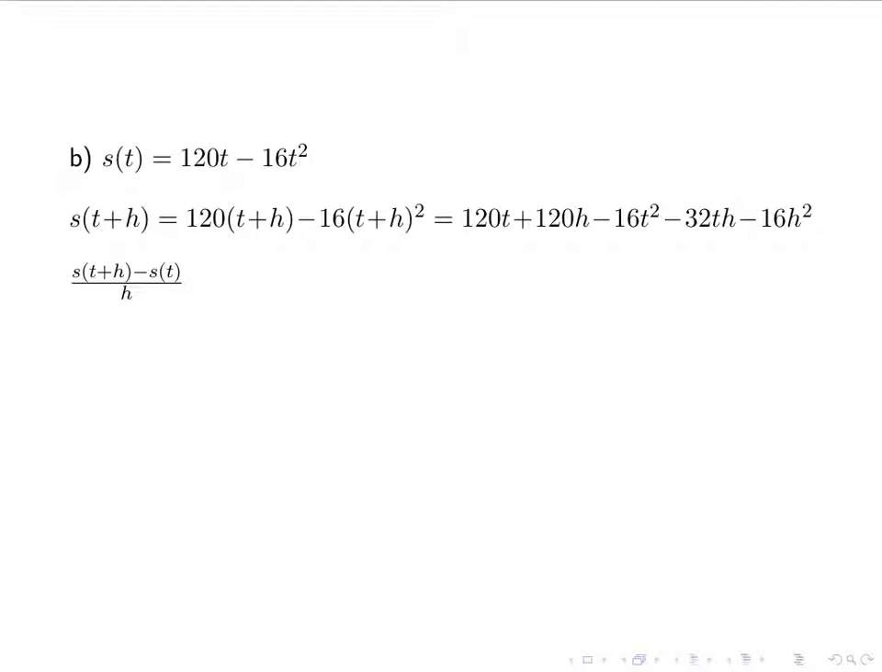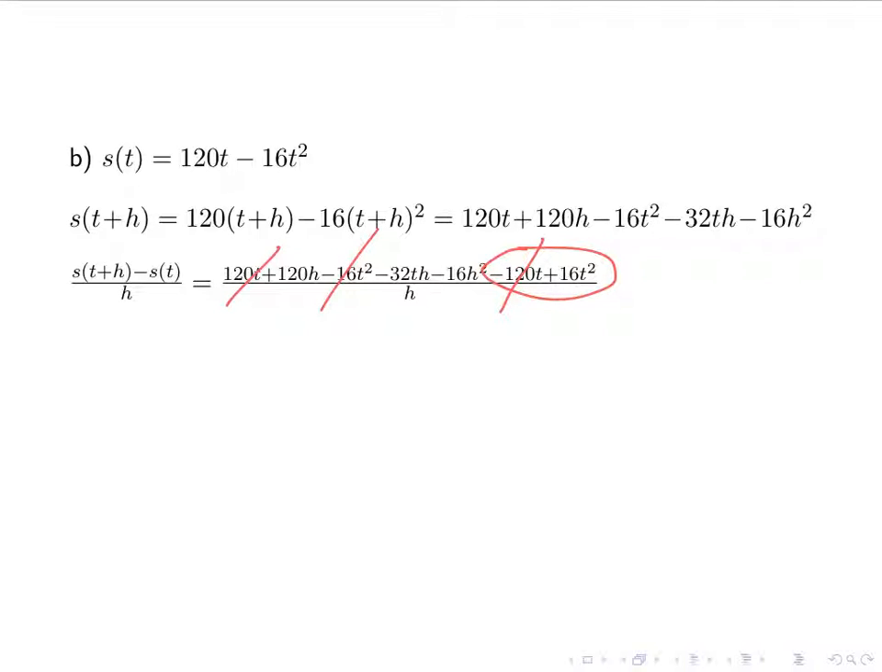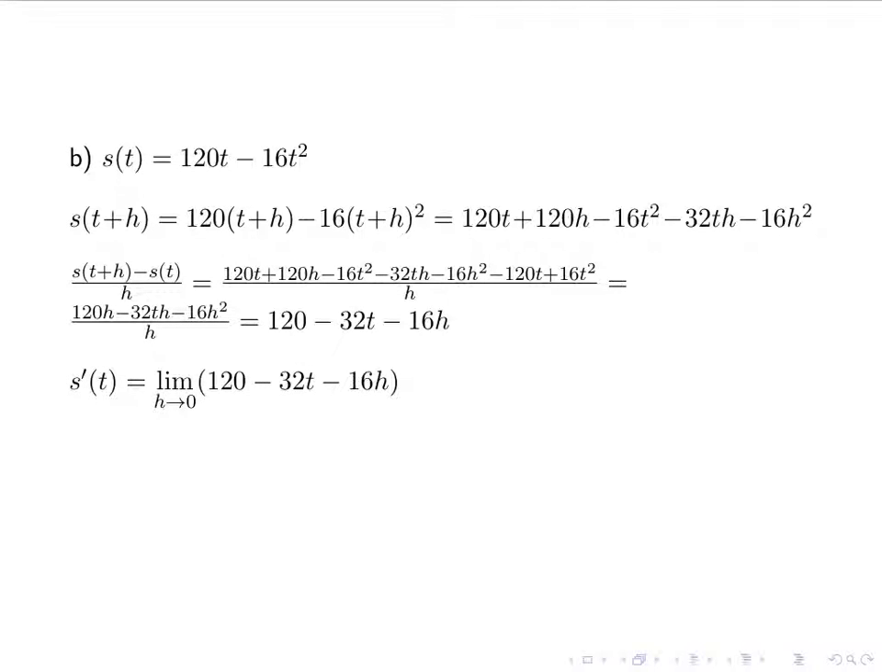So when I plug it into our fraction, here I've already distributed the negative from my s of t. So negative 120t, 120t cancel, 16t squareds cancel. Again, everything that's left has an h, which means we can divide it. So we get 120 minus 32t minus 16h. And then we want what happens to that as h goes to 0. Again, it's a polynomial, so I can just plug in h as 0, and I get 120 minus 32t.